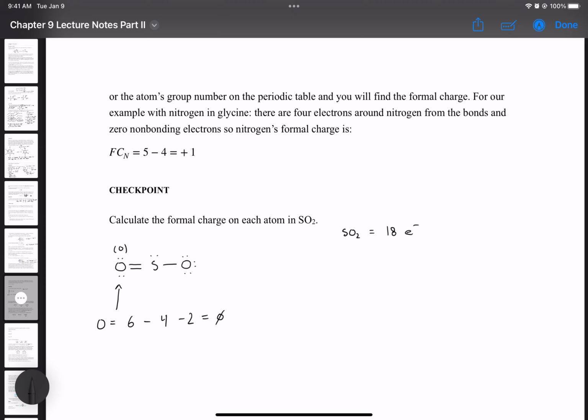Now let's talk about the sulfur. So let's label this oxygen 1. Right, sulfur is in the same group as oxygen, so the same number of valence electrons here. So 6 minus how many electrons are in lone pairs? How many non-bonding electrons? 2. And then how many bonds is sulfur a part of? 3. So we get 6 minus 2 is 4 minus 3, positive 1. So we can put a plus 1 here.